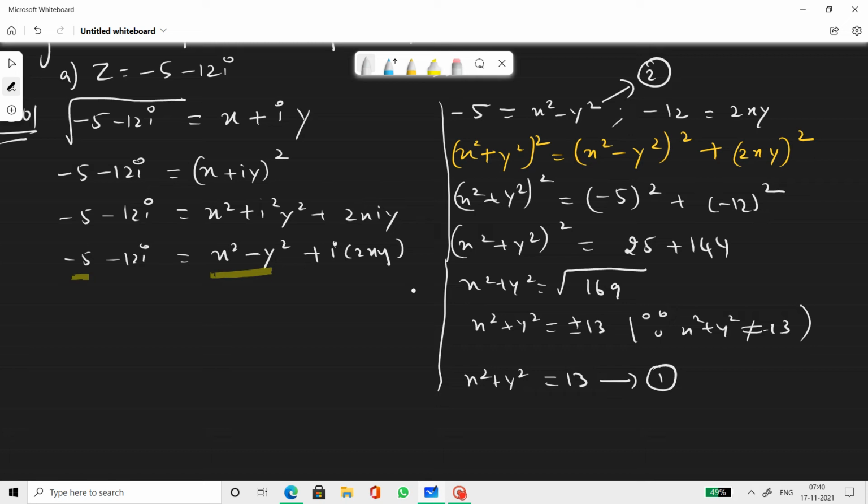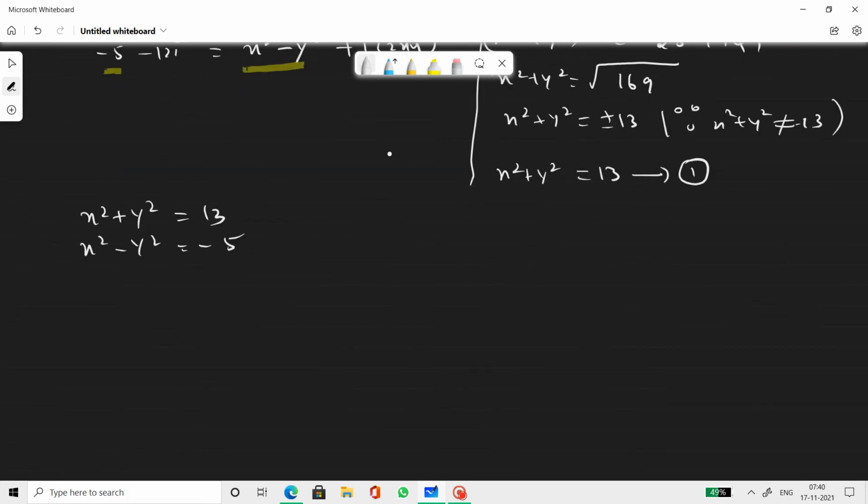Now I'm going to solve the two equations. Let me take down the equations once again. x square plus y square equals 13. x square minus y square equals minus 5. By the elimination method, if I simply add the equations, I get 2x square equals 13 minus 5. What is 13 minus 5? 8. So x square equals 4, x equals plus or minus 2.